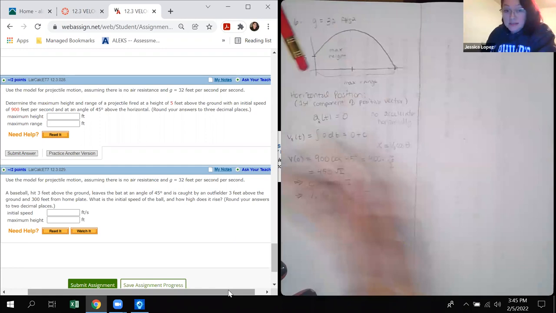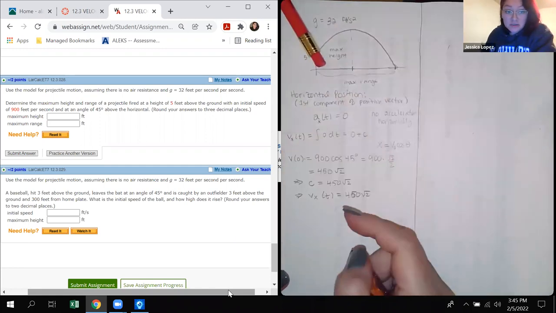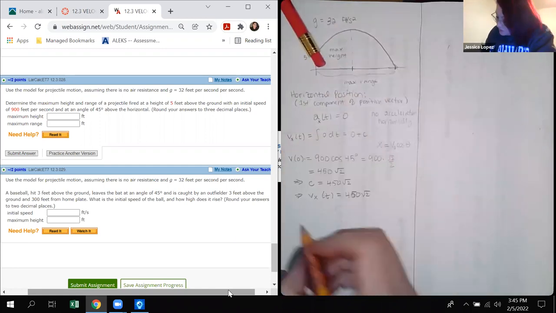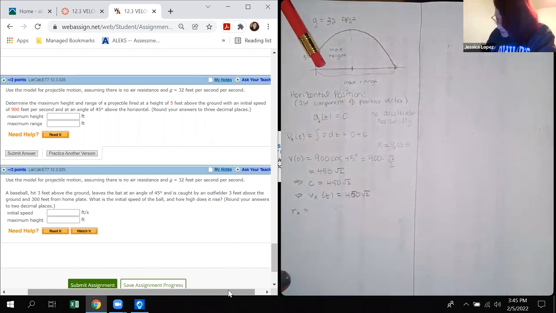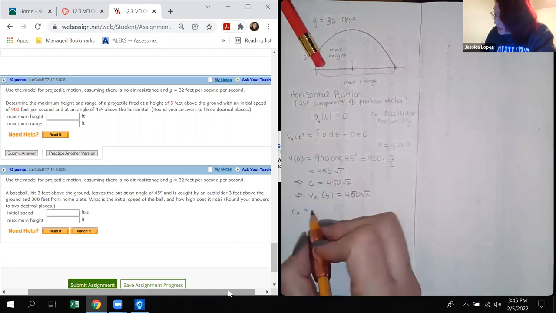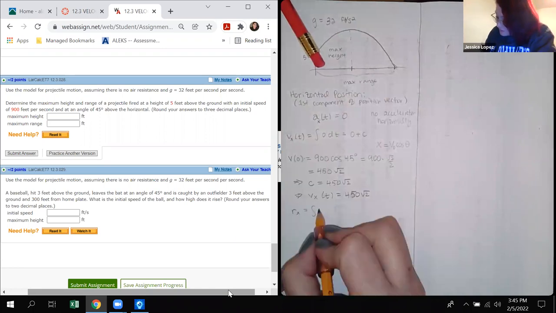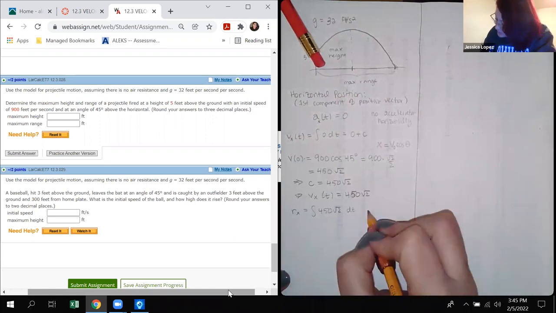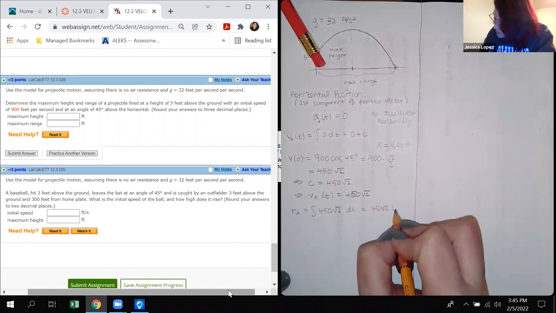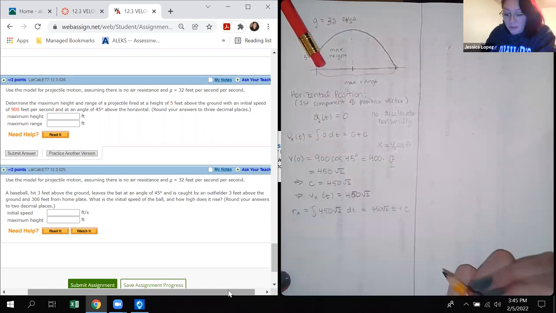Okay, so then that's going to help me to figure out what the position vector is, because the position function for the x component is basically going to be the integral of this. So I'm going to get 450 square root of 2 t plus another constant, okay?